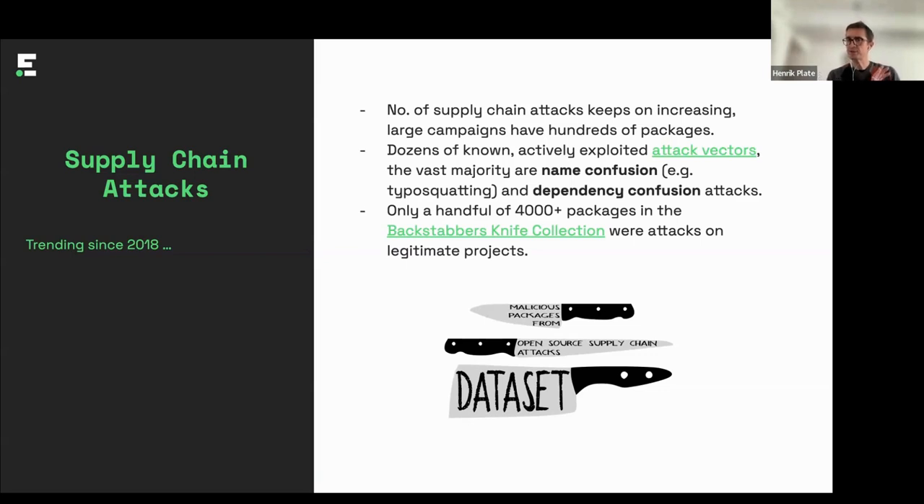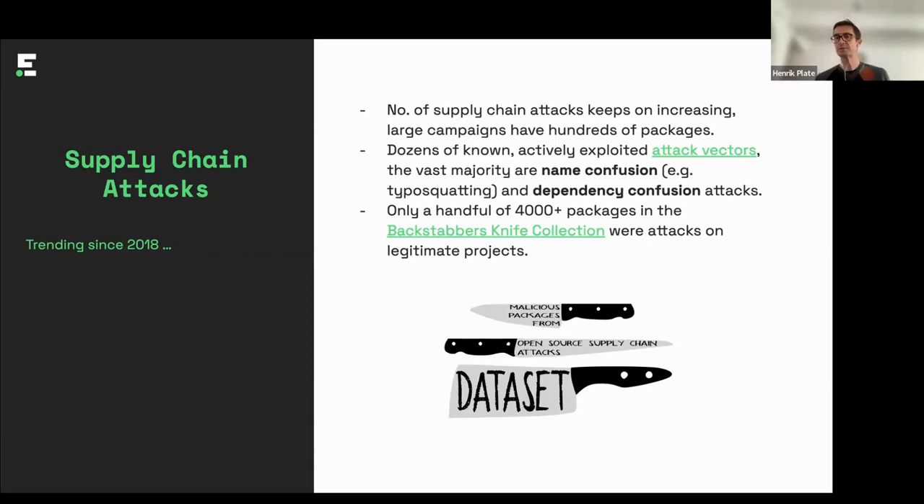Name confusion is if attackers create new malicious packages from scratch in package registries, and they choose a name that is similar to existing legitimate packages, and they just hope that developers fall victim, download those packages instead of the legitimate ones, and execute the payload.